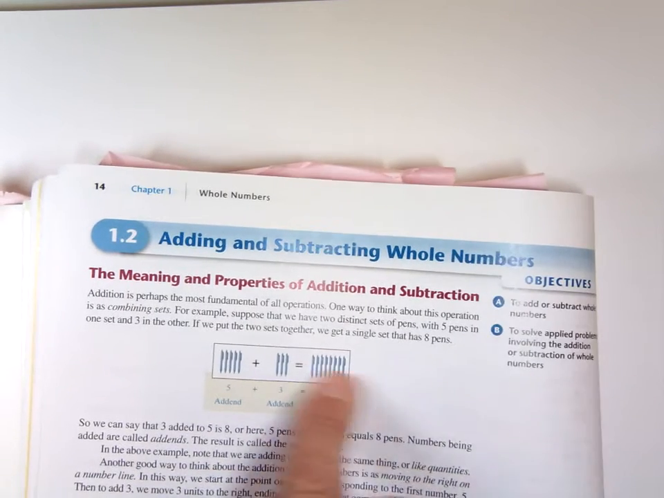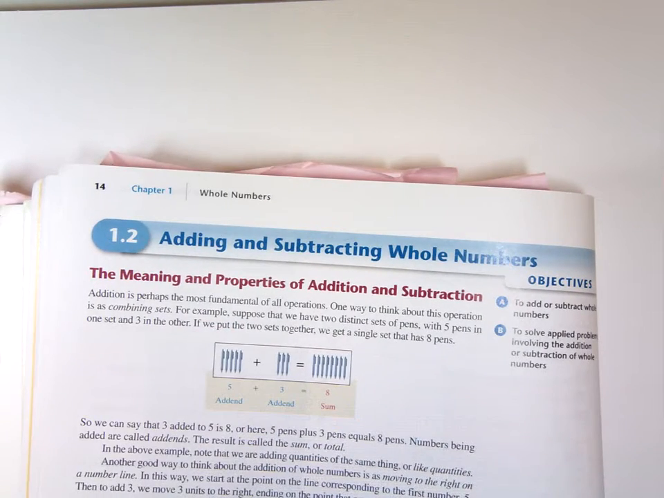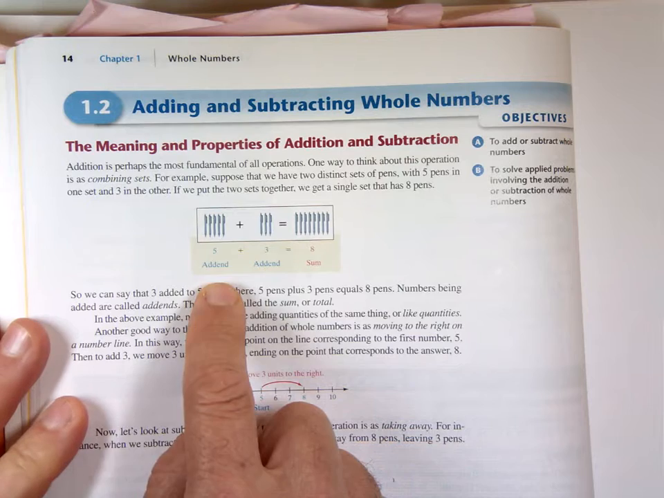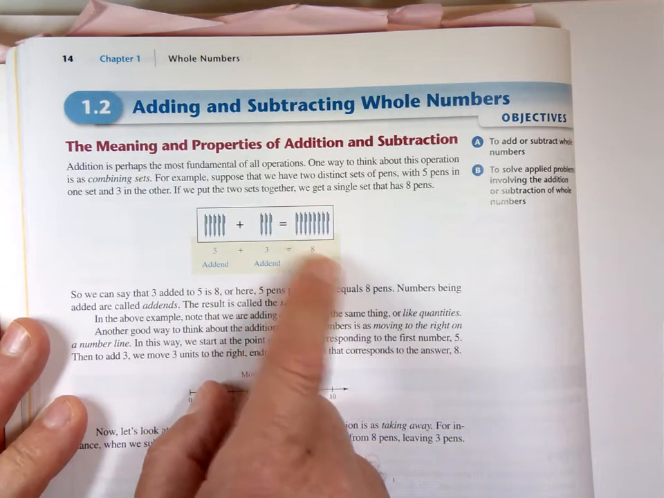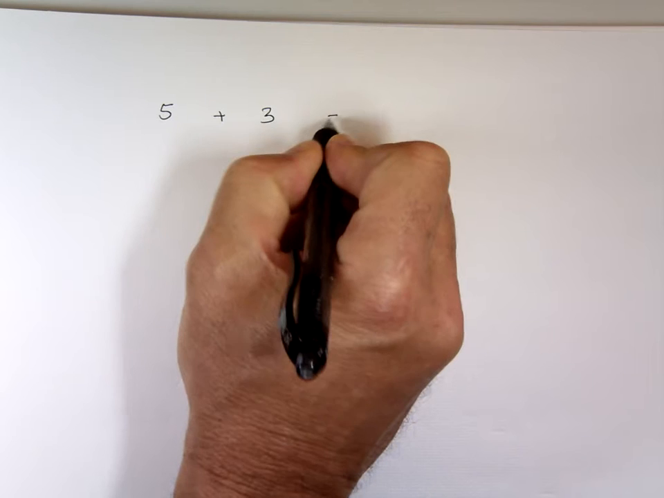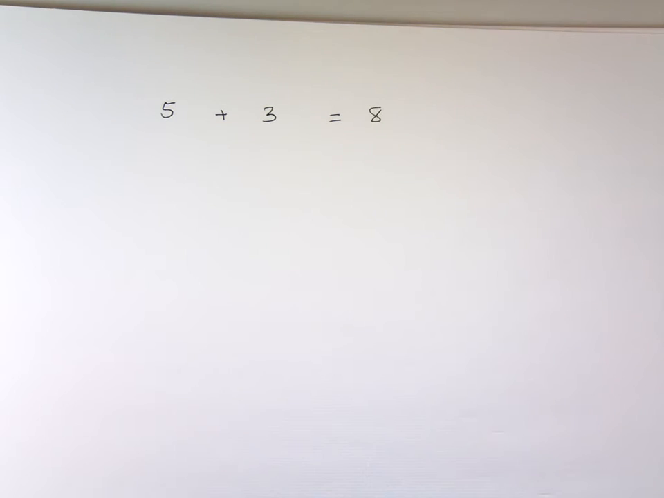So adding and subtracting whole numbers, that's what this section is. Now when you're adding two numbers, this will come in handy later in the course when we get to word problems. Notice 5 plus 3 equals 8. It's hard to read, so I'll write it down. 5 plus 3 equals 8. We have names for them.